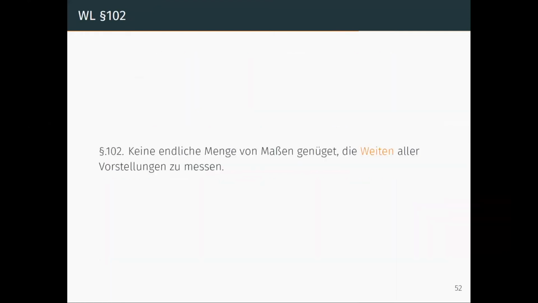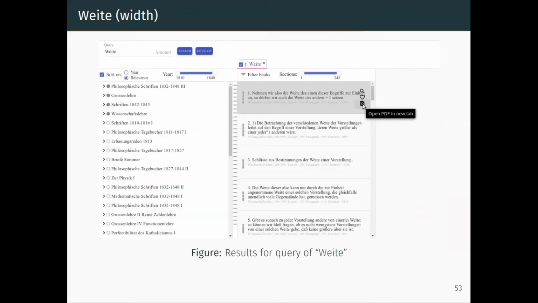In order to interpret this section, to see what it actually means, already the title is not completely clear to us. In German, it's "keine endliche Menge von Maßen genügend, die Weiten aller Vorstellungen zu messen." There are some terms like Weiten that we're either not familiar with, or the meaning might have changed. We want to be sure what Bolzano actually meant by that, and that is where BolVis comes in.